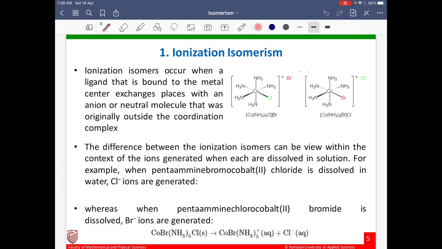The difference between the ionization isomers can be viewed within the context of the ions generated when each is dissolved in solution. For example, when pentaamminebromocobalt chloride, which is the second compound, is dissolved in water, chloride ions are generated because chloride ions are outside the coordination sphere. Whereas when the first compound, pentaamminechlorocobalt bromide, is dissolved, bromide ions are generated. Reason: the bromide ions are outside the coordination sphere.